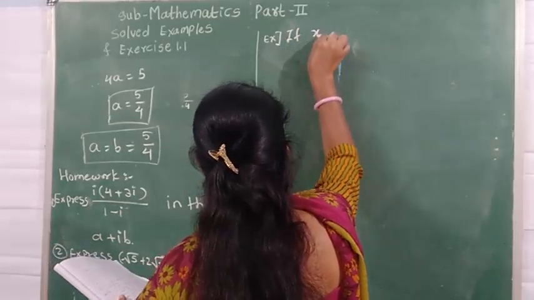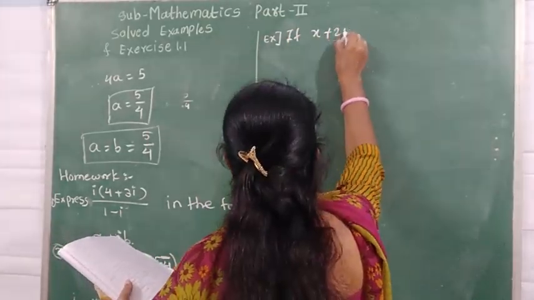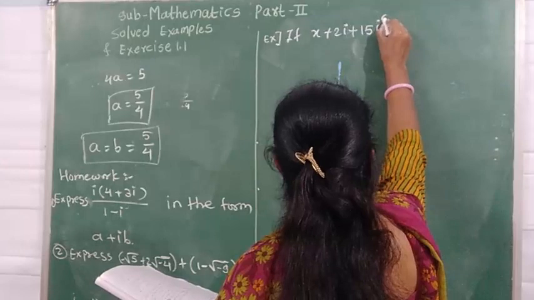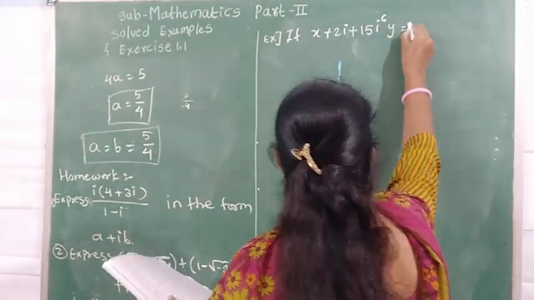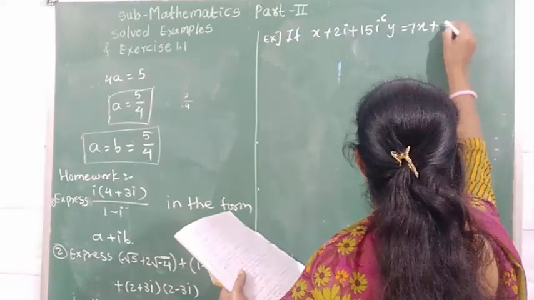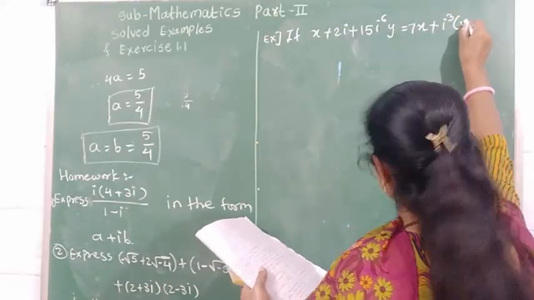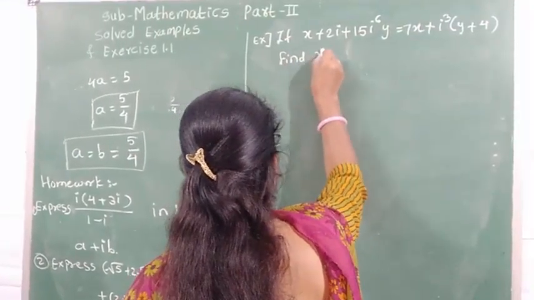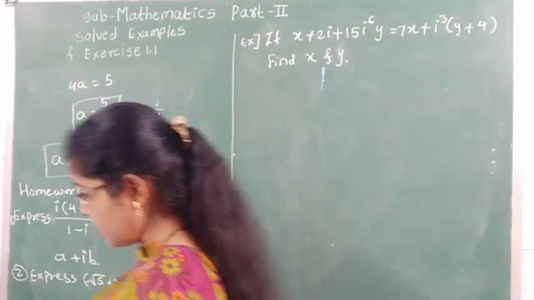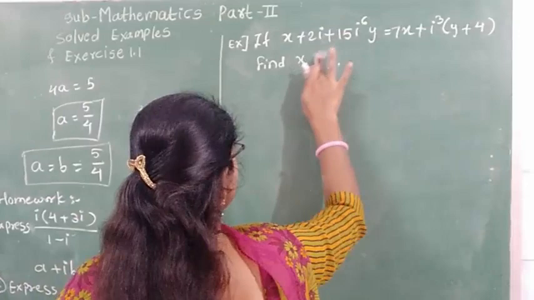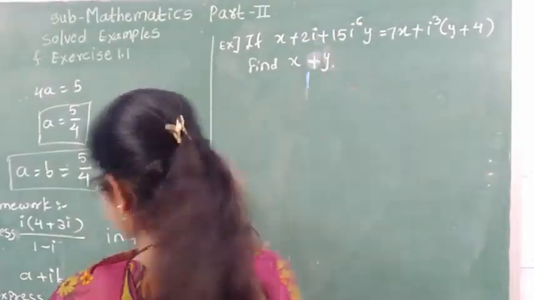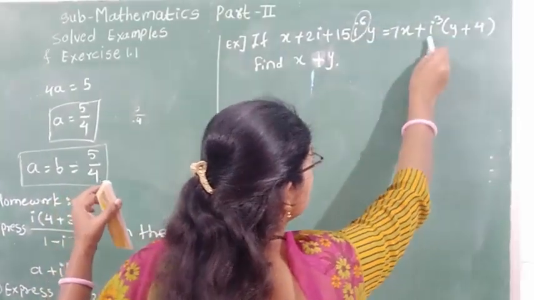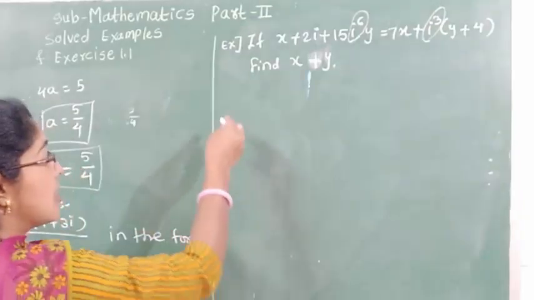If x + 2i + 15 i raised to 6 into y is equal to 7x + i cube into y + 4, then find x and y, then find x plus y. So we have this equation. In this term we will find the value of i raised to 6, and i cube we know is minus i.